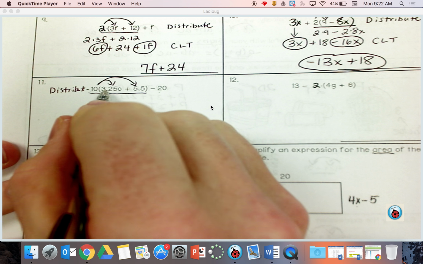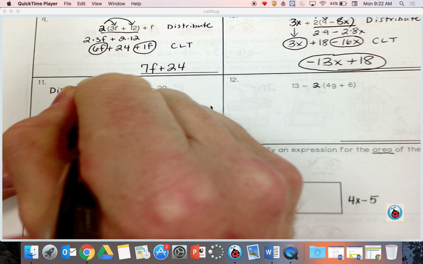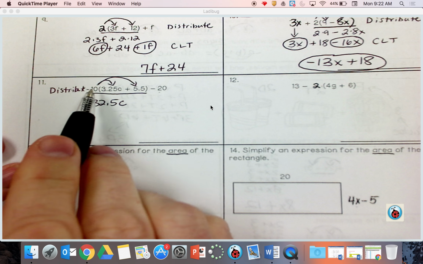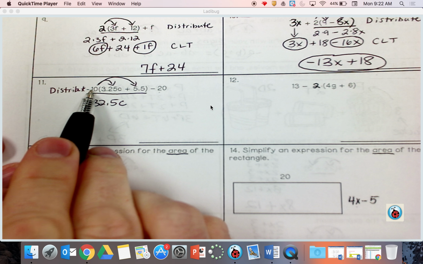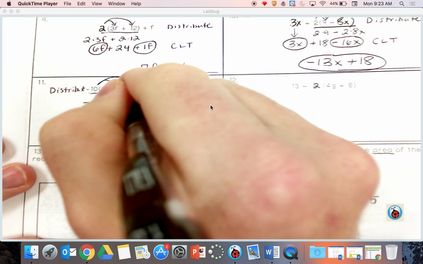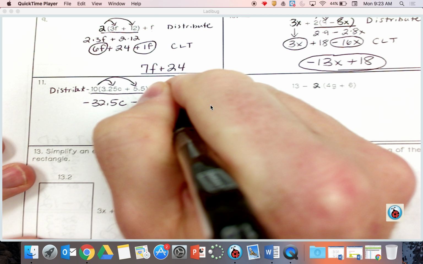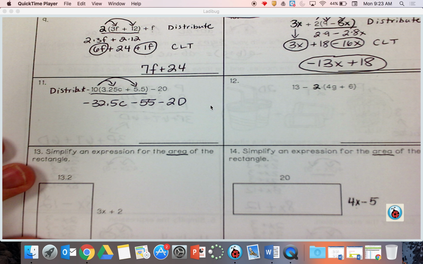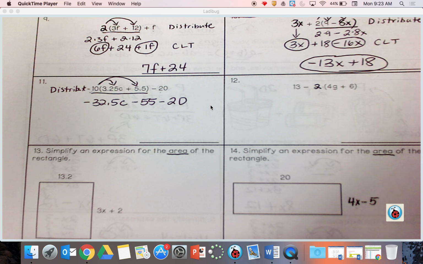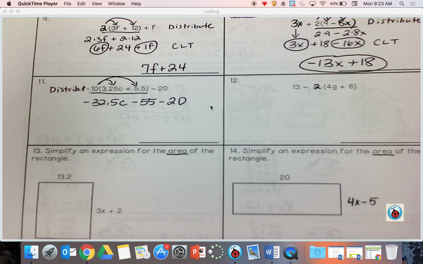So when I do negative 10 times 3.25, that's going to give me a negative 32.5c. Then I take the negative 10 again, because remember it's multiplying by everything inside. Negative 10 times the 5.5, that's going to give me a negative 55, minus 20. Now remember, the 20 stays there because I didn't multiply by anything, I didn't add anything. We haven't touched it yet, so it's still there. It just comes on down.